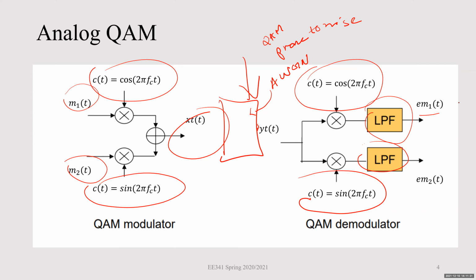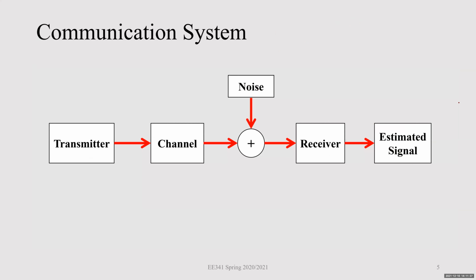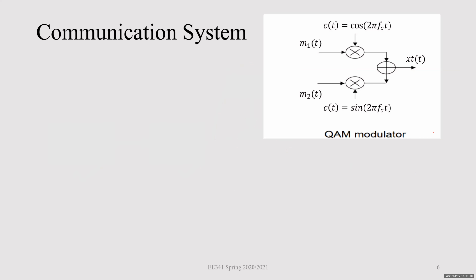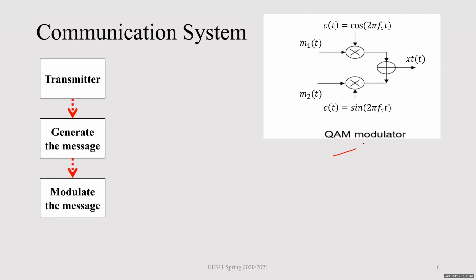So remember the block diagrams, because if you know the block diagram, it's easy for you to write the signal. Same thing: transmitter, channel, we will add noise here, then at the receiver we do low pass filtering and multiply with the carrier, we get the estimated signal. First of all, we will write the transmitted signal.